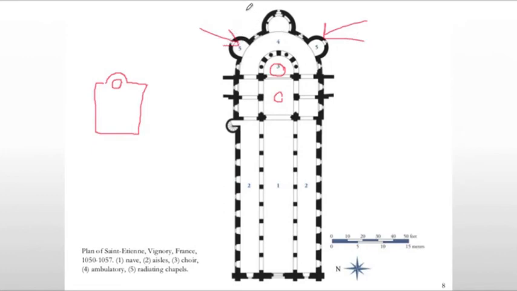And then what we have around it, here, and of course right in the middle here, those are radiating chapels. And those are going to become an important feature. So this is an evolution of the basilica form.